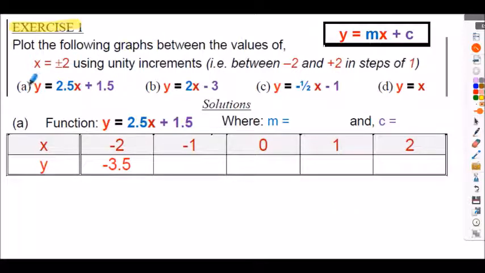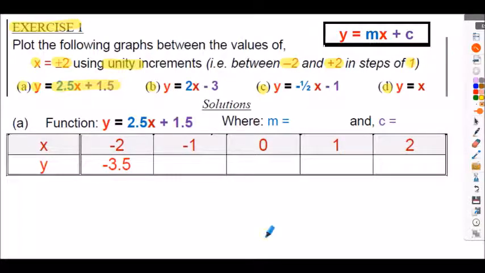I want to work through the first equation with you, y equals 2.5x plus 1.5. And then I will leave you to work out the coordinates associated with the line stated in B, C and D. Note in the question we're asked to plot between x is plus or minus 2 using increments of unity. So what that means is that we're going to plot our graph between x is equal to negative 2 and x equal to positive 2 using steps or increments of 1.